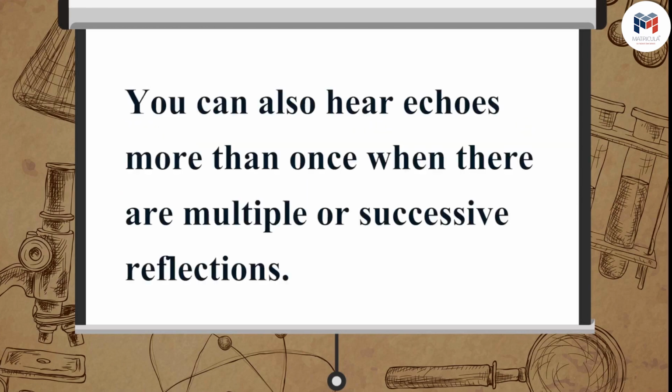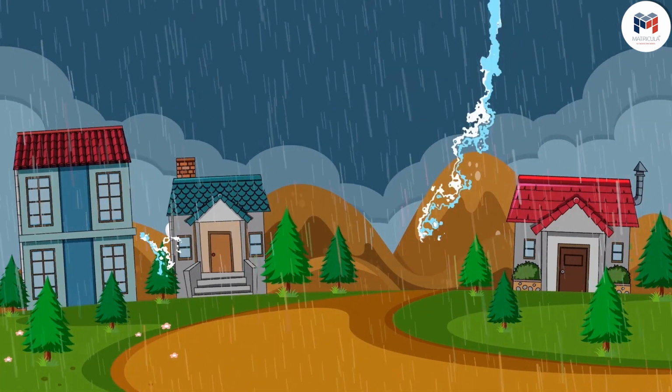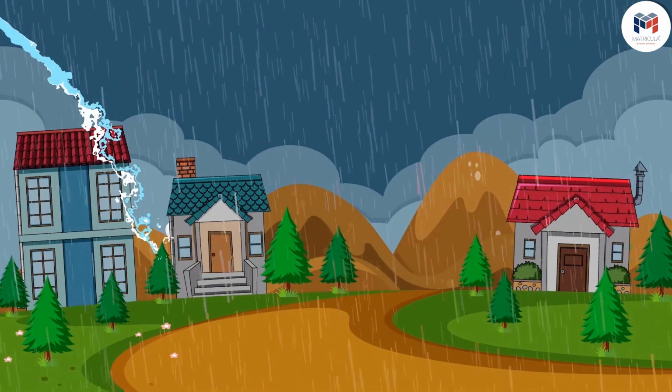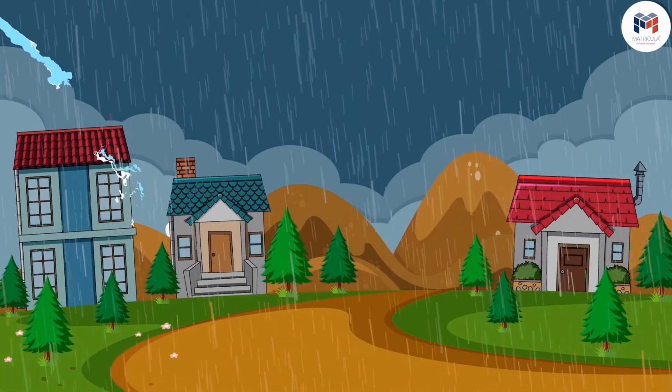You can also hear echoes more than once when there are multiple or successive reflections. Due to this reason, rolling of thunder sound also occurs. The thundering sound undergoes successive reflections from multiple reflecting surfaces like the clouds and the land.